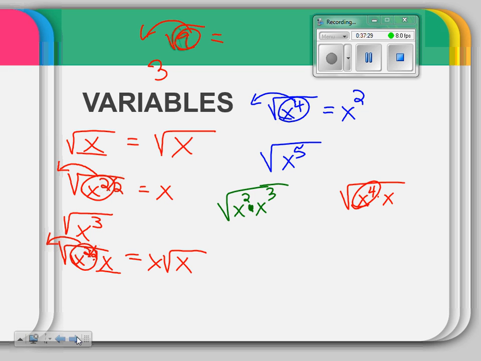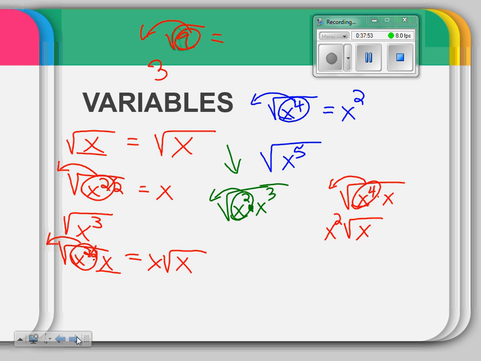X to the fourth. This guy's the best. Okay, he's the biggest. Okay, when he comes out, x squared on the outside, what's left on the inside? X. Awesome. Okay, does everybody understand what's wrong with this guy? Why is this guy not good? Because he's green. Okay.